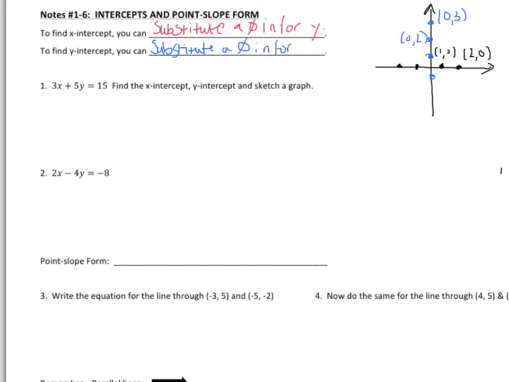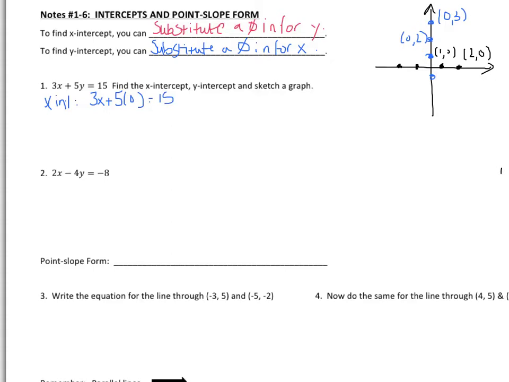So basically, whichever intercept you're trying to find, you're going to take a 0 and substitute it into the other variable. So let's first look at this first problem: 3x plus 5y equals 15. If we want to find the x-intercept, so I'm going to write down x-intercept, that means I'm going to take a 0 and plug it in for y. So I'm going to have 3x plus 5 times 0, and that equals 15.